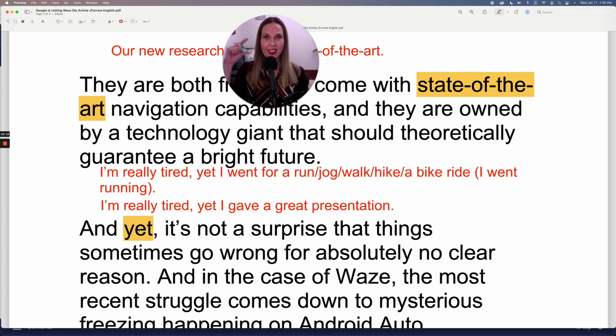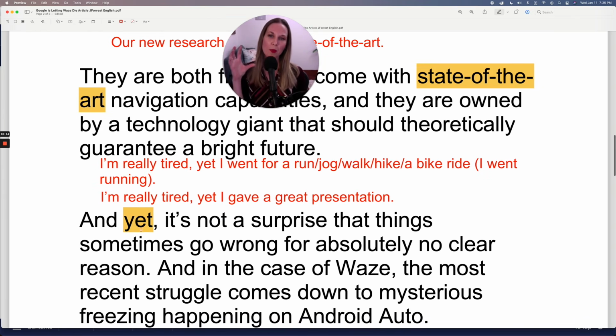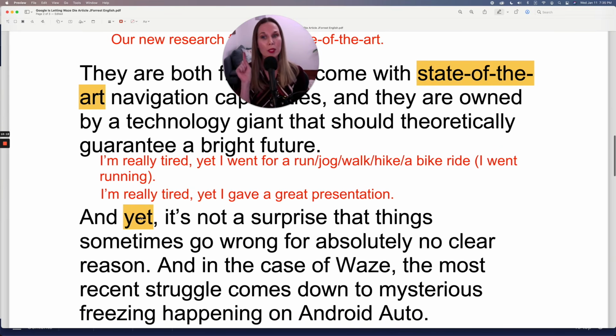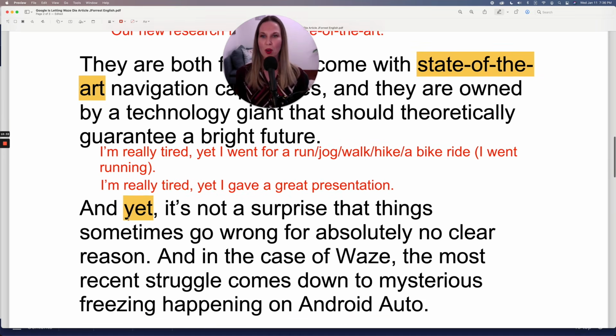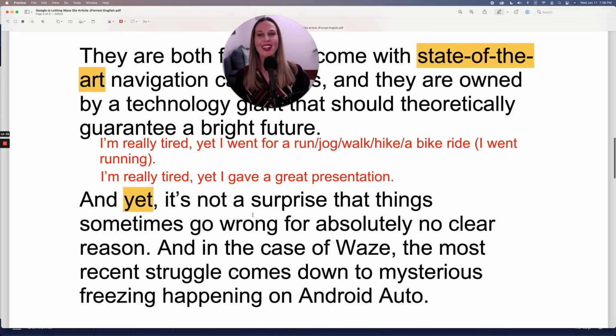So as I said, I know that there's going to be some sort of contrast in this second paragraph simply because of that one word yet. That shows you the importance of including a specific adverb. It really prepares your audience for the meaning of your message. All right, and yet is not a surprise that things sometimes go wrong for absolutely no clear reason.